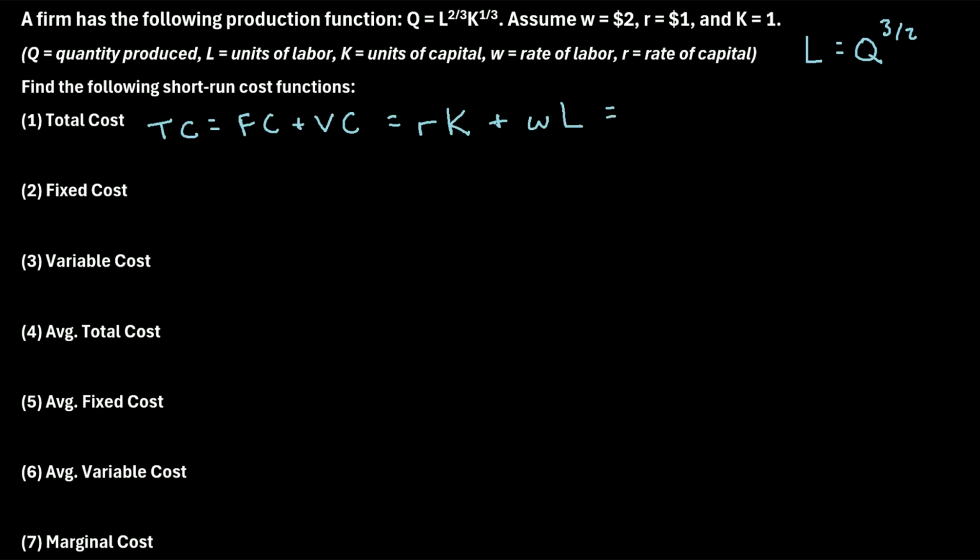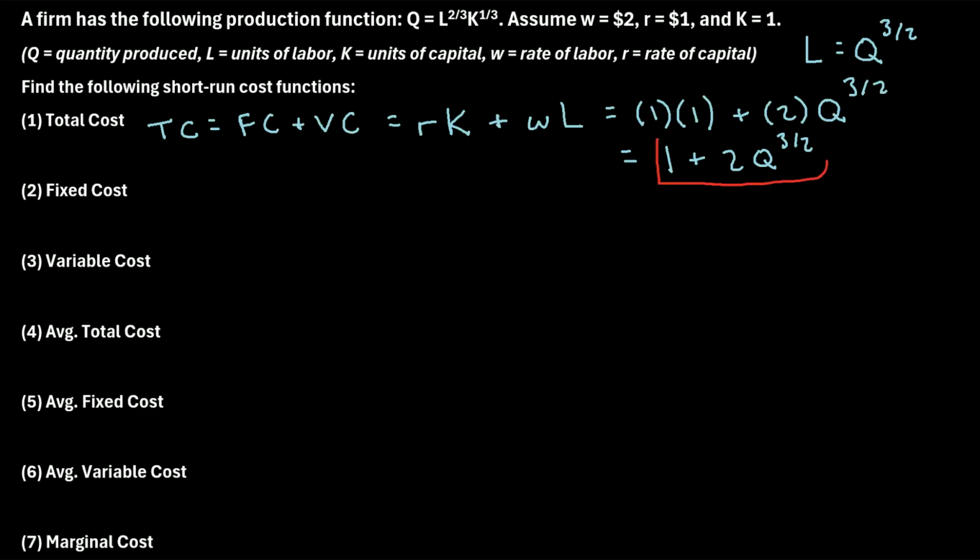If we fill in the values that we know, R is equal to 1 and K is also equal to 1, so we'll have 1 times 1 plus W, which is 2, times L, which we just solved for as Q to the 3/2. So our final total cost function is 1 times 1, which is 1, plus 2Q to the 3/2. This is our total cost function. It tells us the total cost for the firm based on the quantity of goods that they decide to produce, so based on Q.